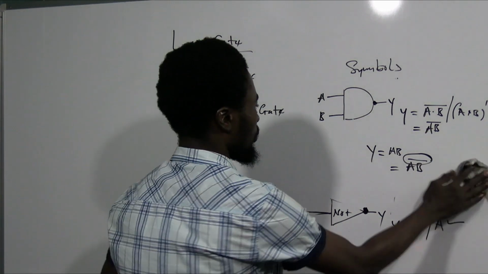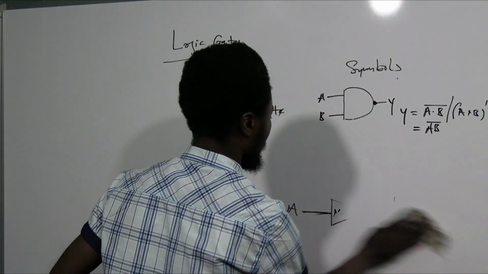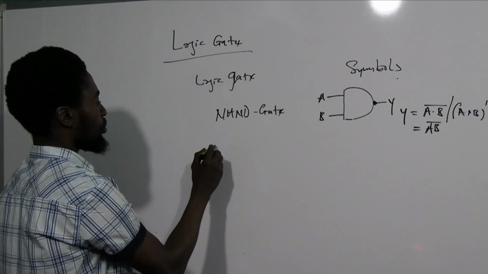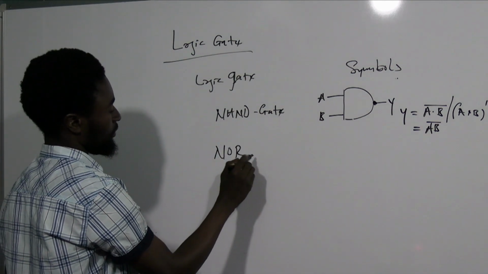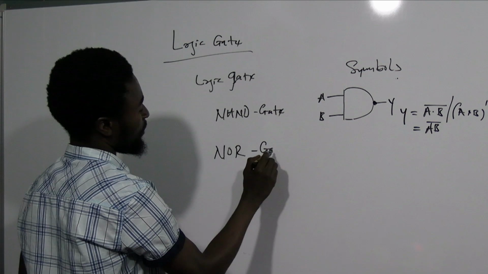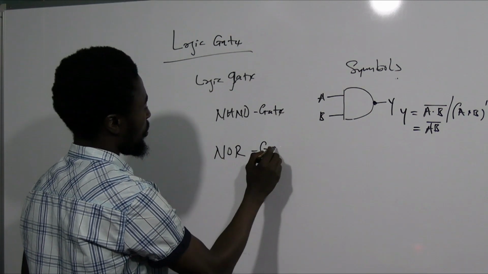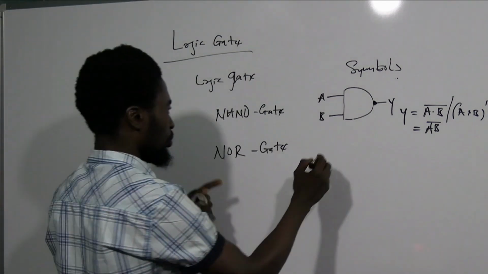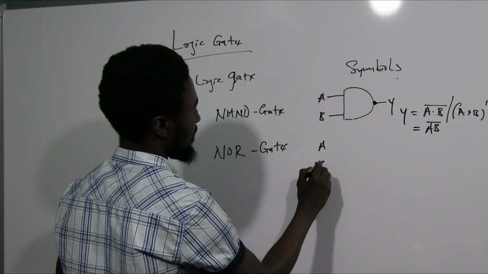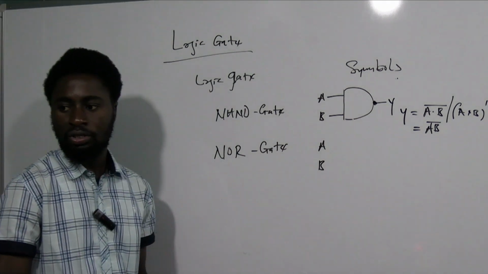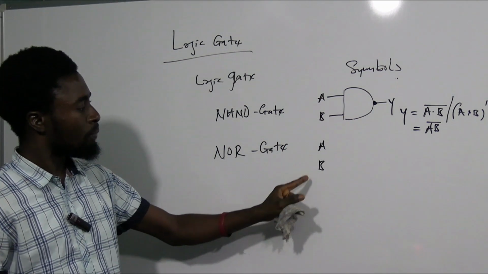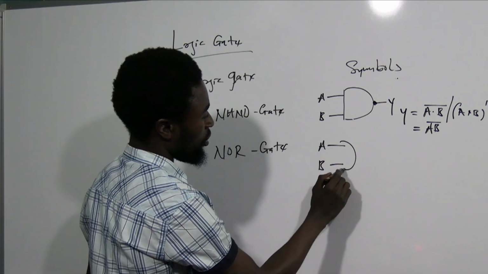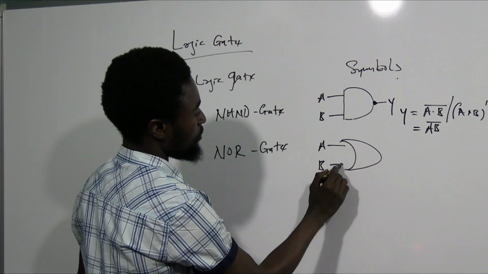So let's also look at the NOR gate. Like we are taking the complement of the output for OR. So we are still going to use input A and input B. So we have input A and input B, and of course we know how to draw our OR gates now. So this is how to draw the OR gate.